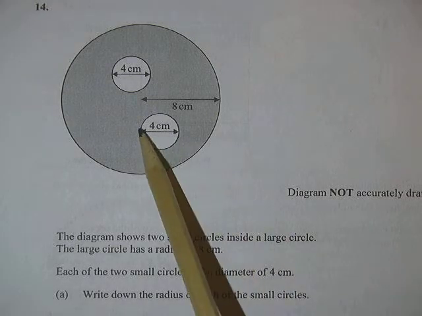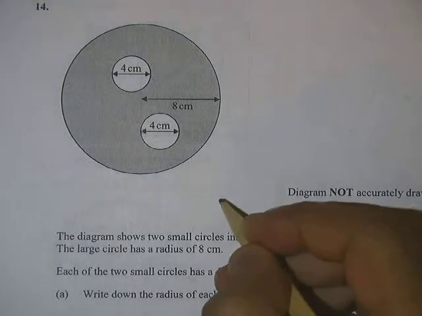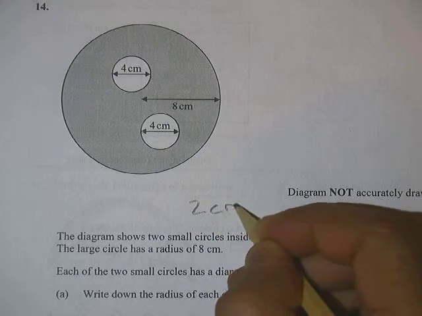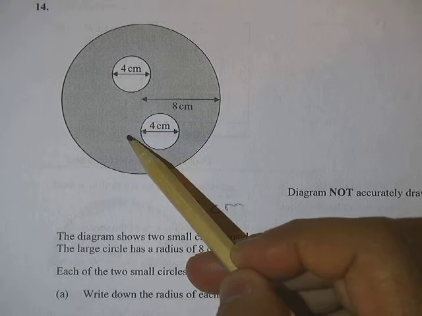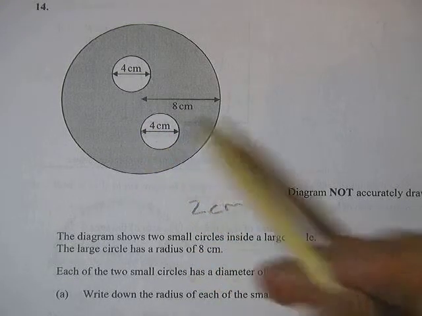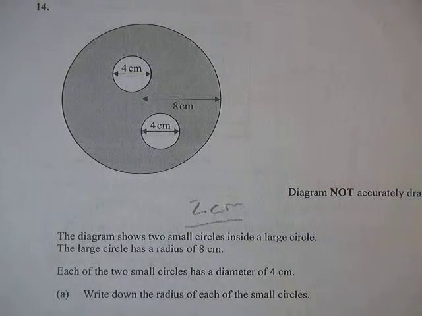If the diameter of one of those small circles is 4, we know that the radius is half the size of the diameter. So I know straight away the answer is going to be 2 centimetres, because if you double the radius you get the diameter. So if you halve the diameter you get the radius, and that's why it's a 1 mark question. The answer is just 2 centimetres. So that's part A done.